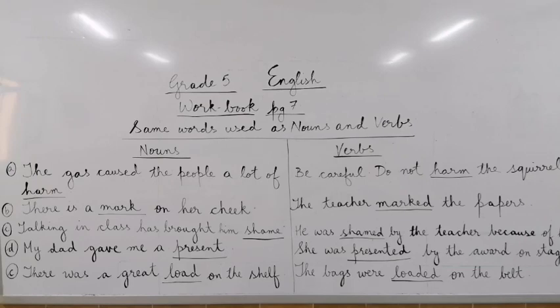Okay? Embarrassment, humiliation is a quality. Then as a verb, he was shamed by the teacher because of his behavior. So because his behavior was not good, the teacher scolded him in front of the whole class, which brought him shame. So it's an action word here.